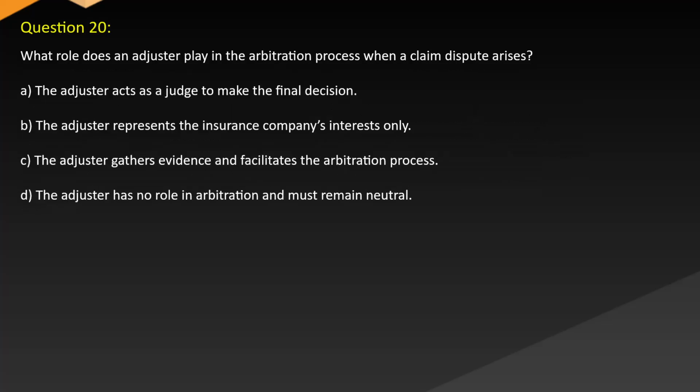Question 20. What role does an adjuster play in the arbitration process when a claim dispute arises? A. The adjuster acts as a judge to make the final decision. B. The adjuster represents the insurance company's interests only. C. The adjuster gathers evidence and facilitates the arbitration process. D. The adjuster has no role in arbitration and must remain neutral.